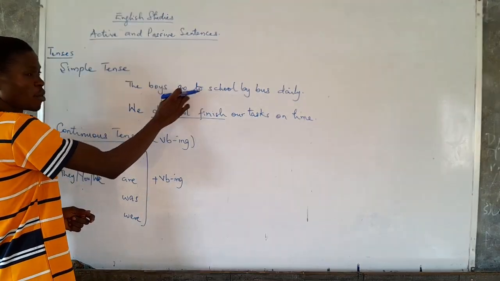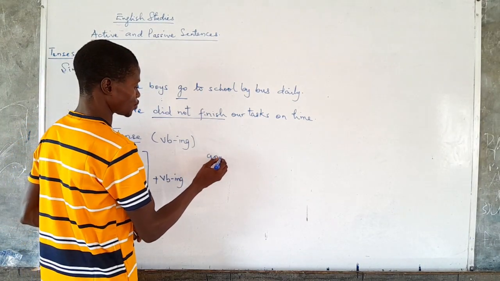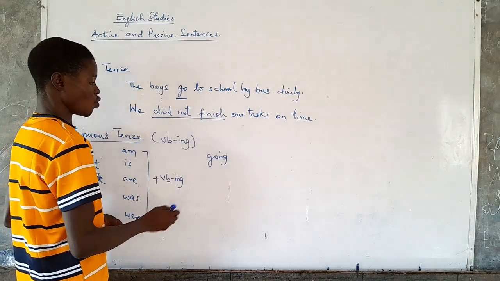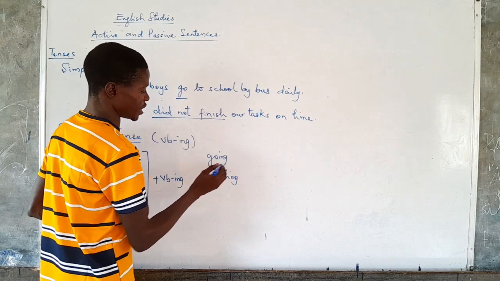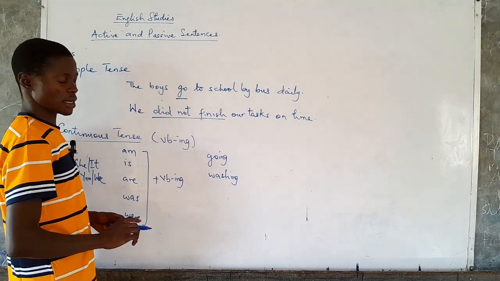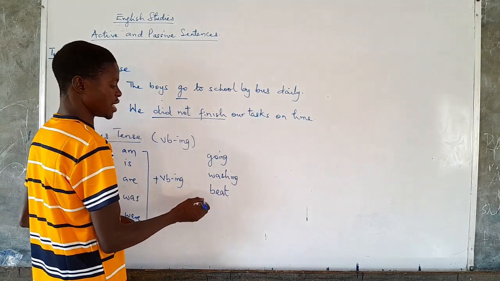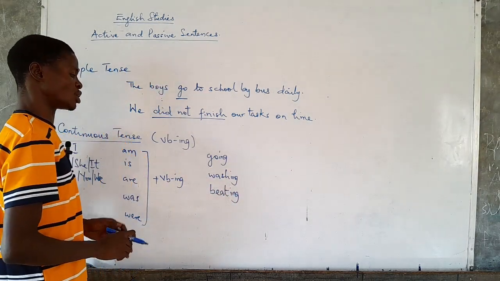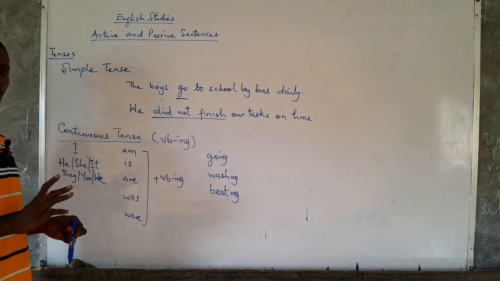The ing form of go is supposed to give us going. That of wash will give us washing. I believe you remember this. Just add ing to the base. Add ing to the base. We have beat. Add ing to beat. It will give us beating. And so on and so forth. That is that about continuous tense.